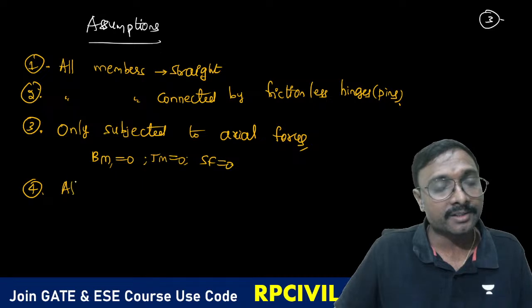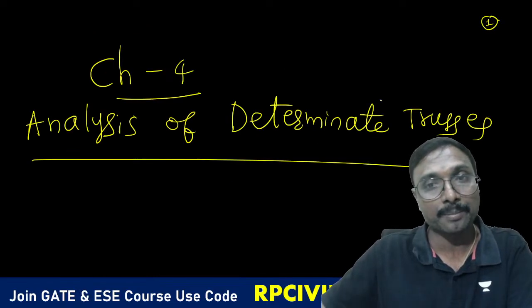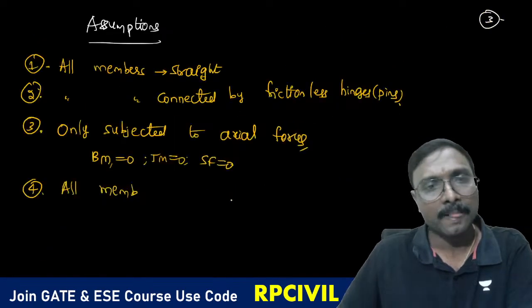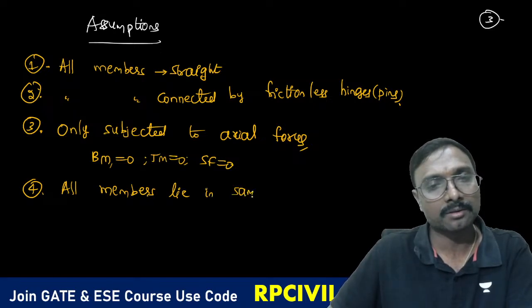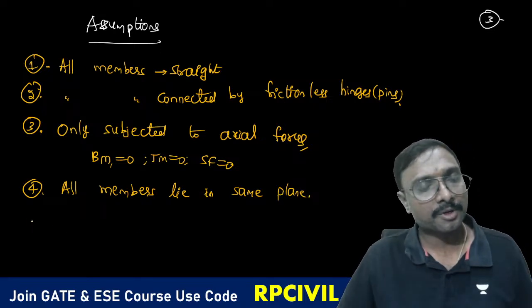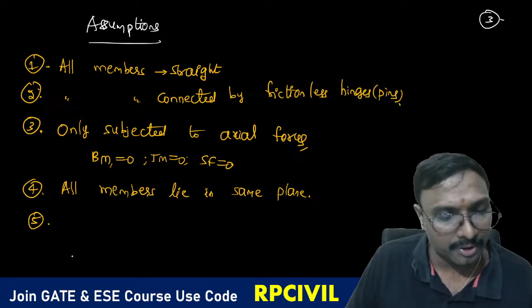All members lie in the same plane only. What is the meaning of this? This is the analysis of a determinate plane truss. So when it is a plane truss, all members lie in the same plane only. Now what is another one?